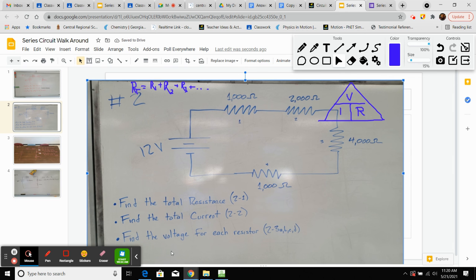All right, so for this one, find the total resistance of everybody. Find the total current of everybody. And then find the voltage for each of these.